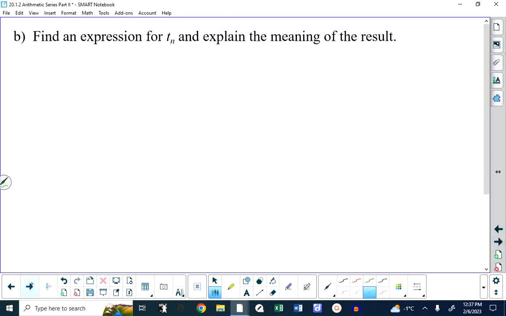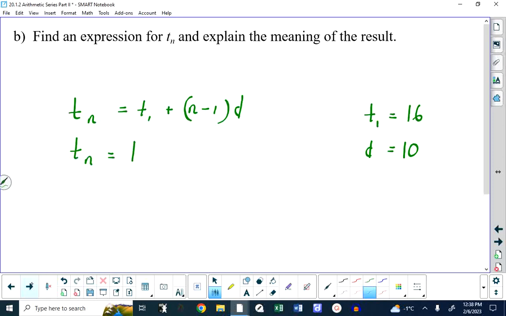You're then asked to find an expression for Tn. Well, that's easy. I just did an example like this with question 1b, where we looked at the sequence, and you can look at your sequence here and see that T1 is 16 and d is 10. Does that click in your head? The first term is 16 and the common difference is 10. So we're going to load those into this formula and get Tn equals 16 plus (n minus 1) times 10.